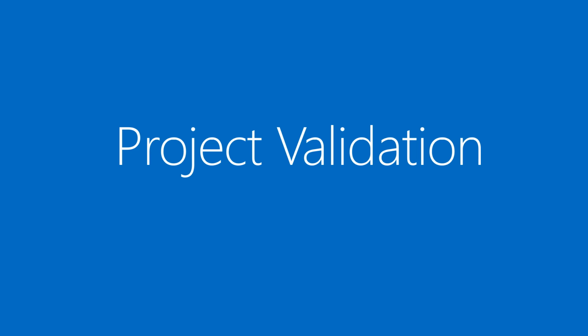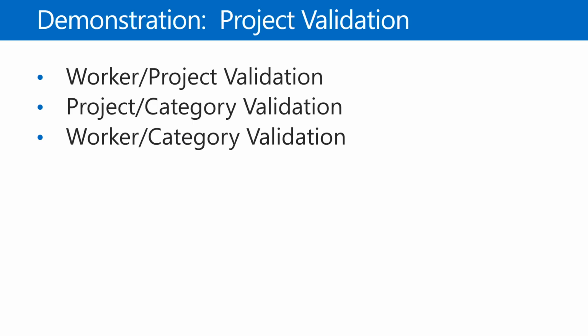Project validation is a way to control what data is entered on projects. Let's take a look at this functionality. We'll demonstrate project validation, looking specifically at the three types, which are worker project, project category, and worker category. We'll show you how they work inside of an hours journal, but it's applicable to any journal or any other business document that's project oriented.